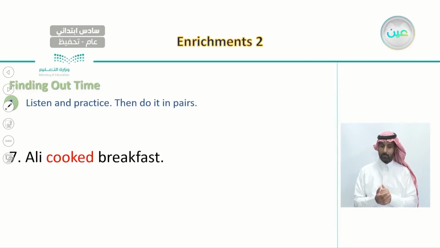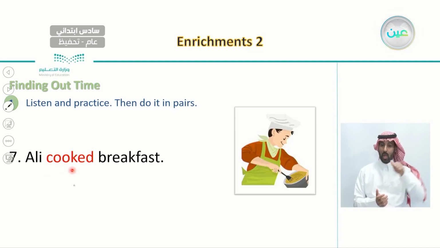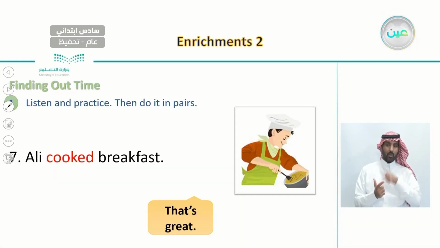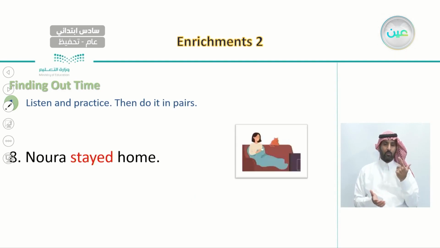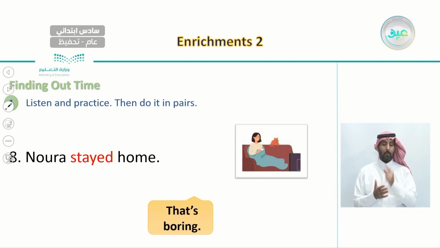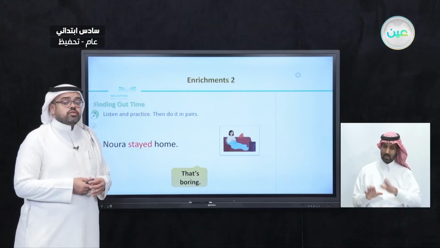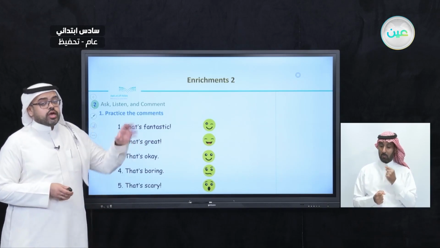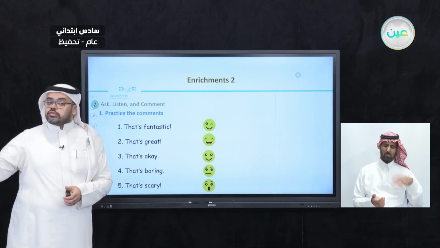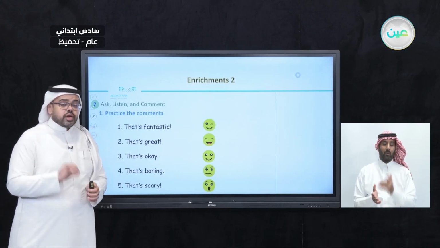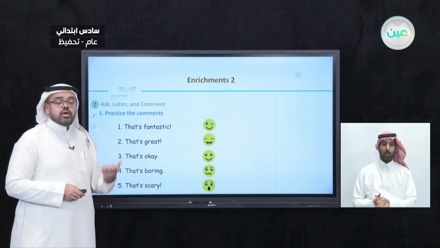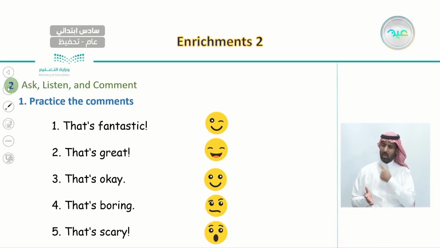Number 7, Ali cooked breakfast. And as a comment, that's great. Number 8, Noura stayed home. And the comment was, that is boring. No matter what the activities are, we usually give a certain comment. If we like it, we have one kind of comment, and if we don't like it, we say a different comment. So let's practice these comments together and learn what comments we usually say when we are happy and what comments we say when we are sad.